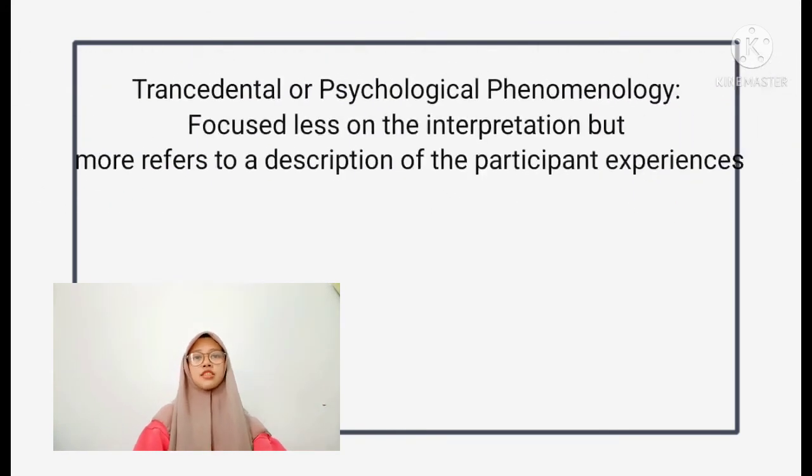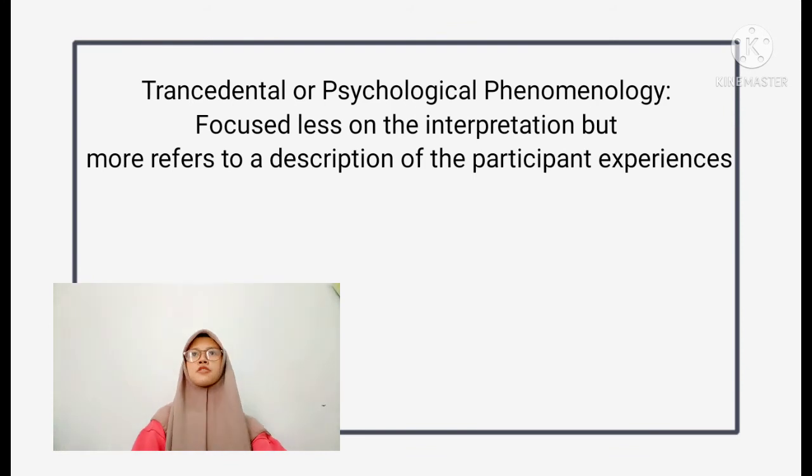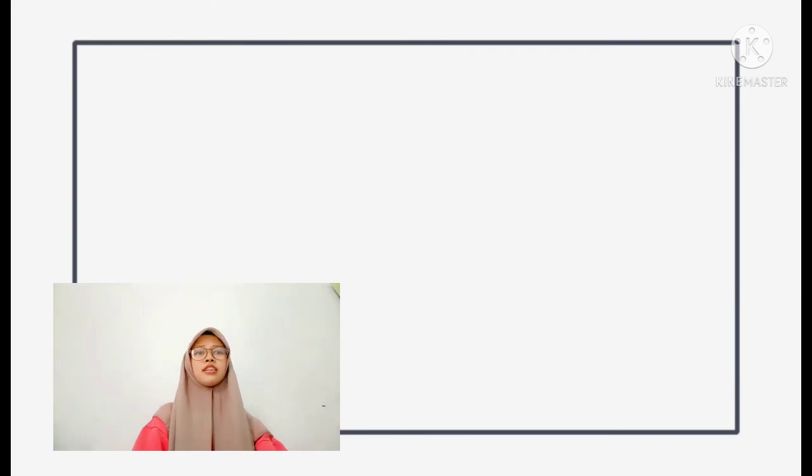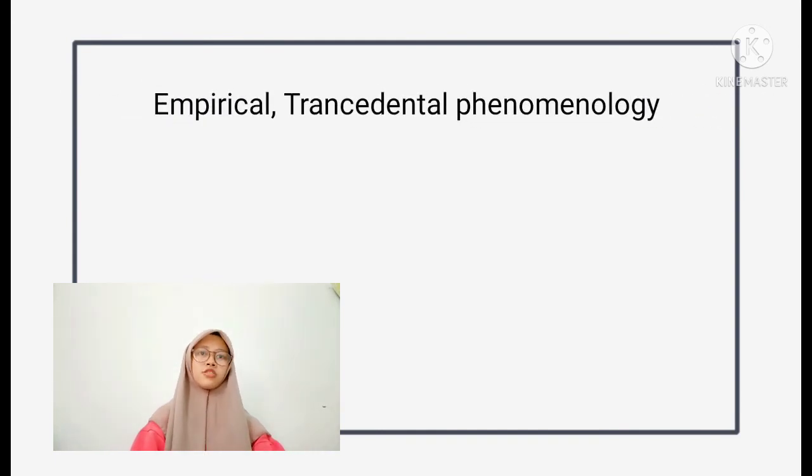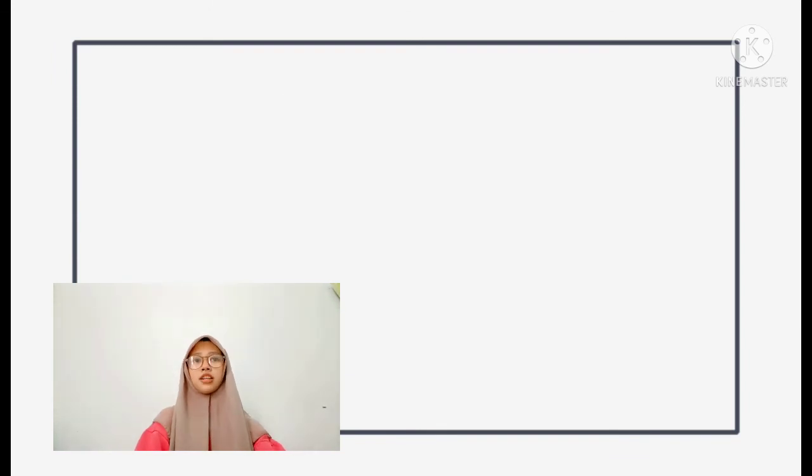And then the next is transcendental or psychological phenomenology. This type focuses less on the interpretation, and is more about the description of the experiences of each participant. Or we can say that transcendental means that everything is perceived precisely as if for the first time. And then going on to the next, the synonym that is empirical, or transcendental phenomenology. It draws on the book by Giorgi in 1985. He states that this type consists of identifying a phenomenon to study, bracketing one's experience, and then collecting data from several persons who have experienced that phenomenon.